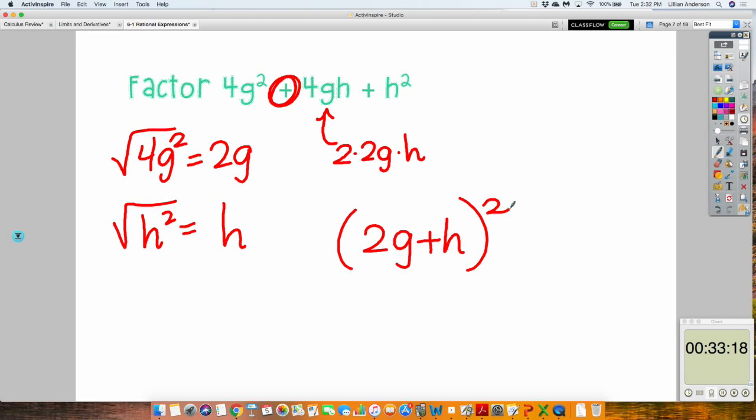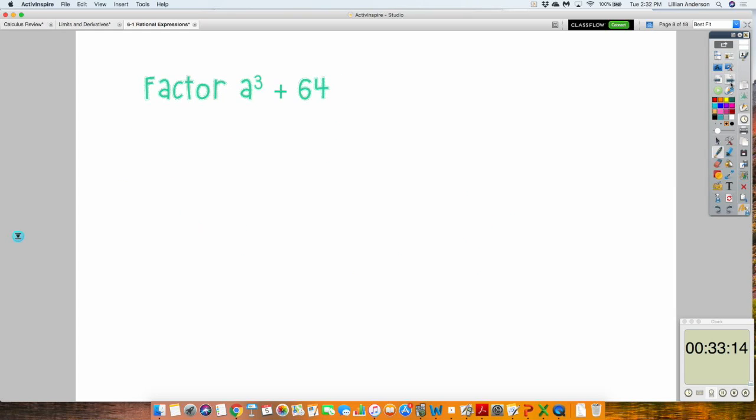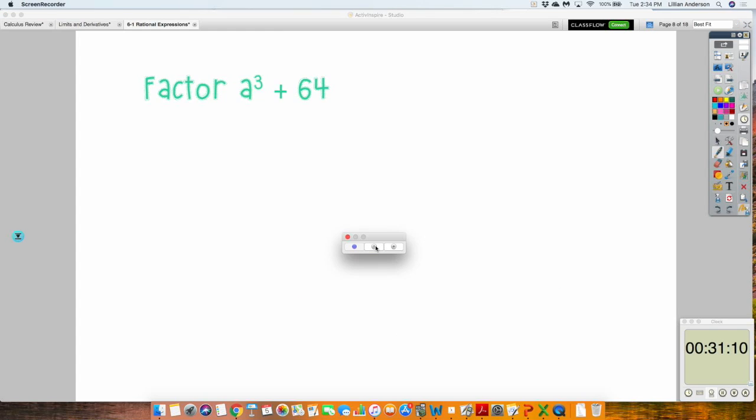All right. Last one. Okay. Is there a GCF? No, there's not a GCF. I have an a cubed and a 64. Both do not have a variable and both do not have a number. Now, this is a binomial because it has two terms.